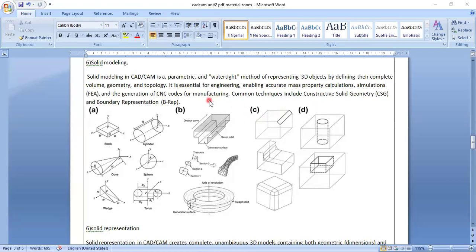Here you can see we are concentrating only on volume geometry. It is essential for engineering, enabling accurate mass property calculations and simulations. We can apply stress, temperature, and strain models using the finite element analysis method or CFD method, and generate CNC codes for manufacturing. CNC machines generally work on G codes and M codes. Common techniques include constructive solid geometry and boundary representation. These two models are used in solid modeling.